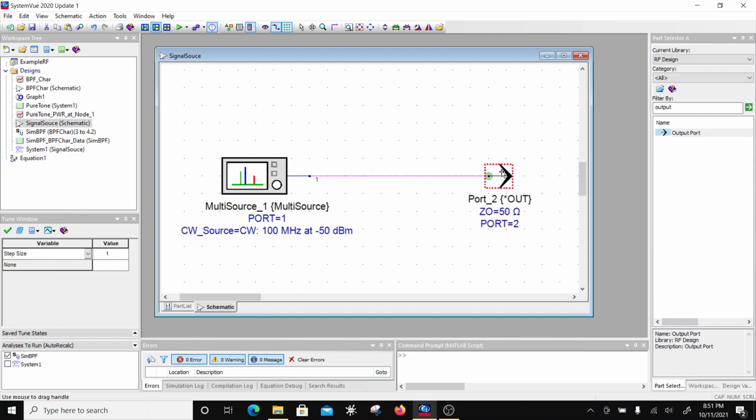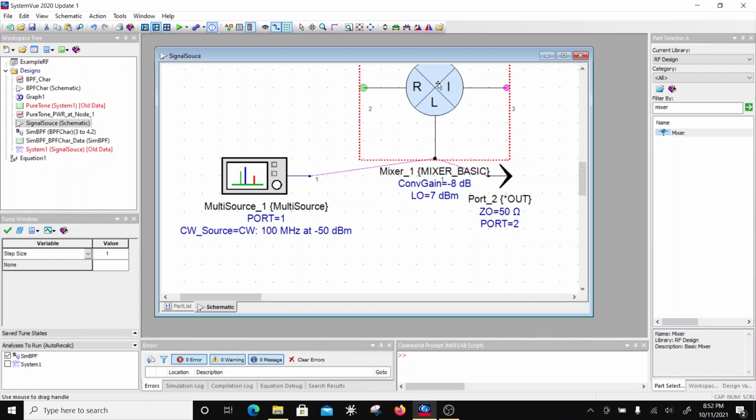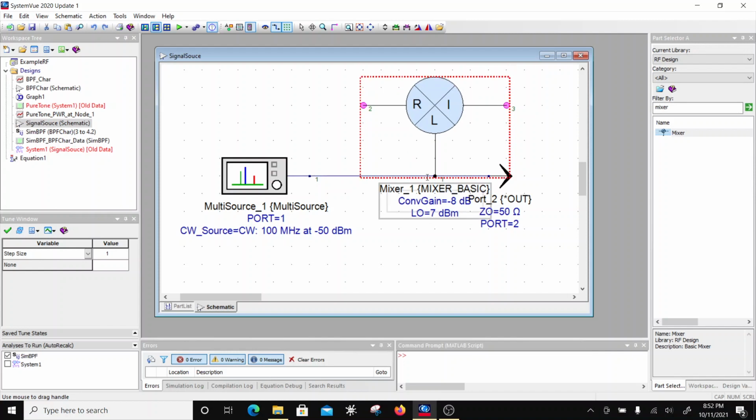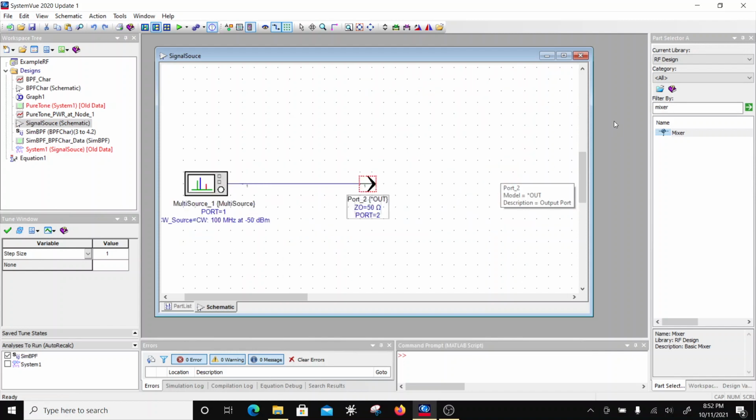Okay, so let's say I have this input at 100 megahertz, and I am going to upconvert it. So I am going to upconvert this to my carrier frequency. So for that I would need some form of a mixer. So that's a mixer here. Sorry, it should not be connected here.